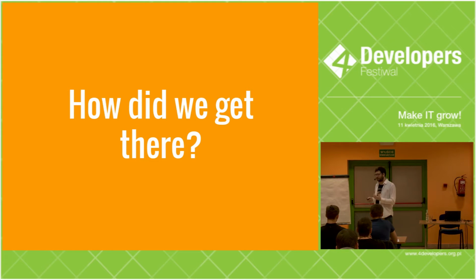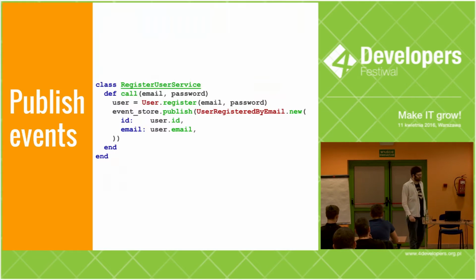This is something that we can enjoy right now, the Saga pattern. But the question is, how did we get there? So let's see the full road in the last 2 years. So first, you start with publishing events. And this is actually quite simple. You have some kind of service in your system, like a register user service. You register a user.